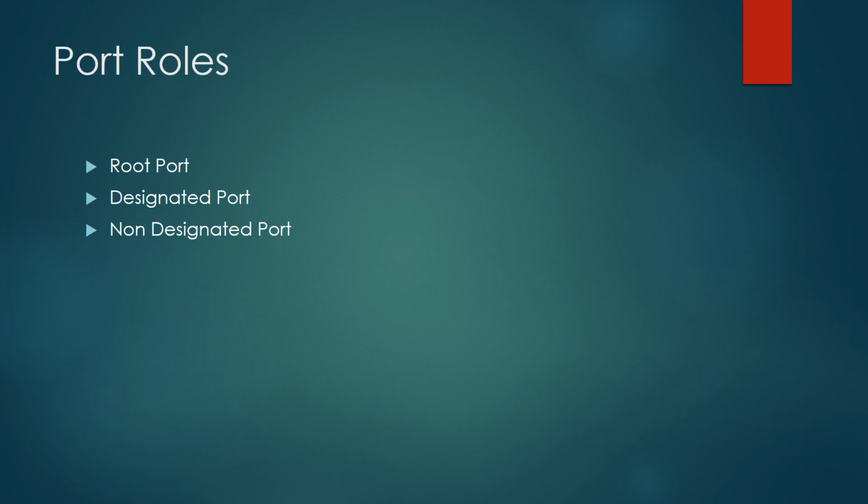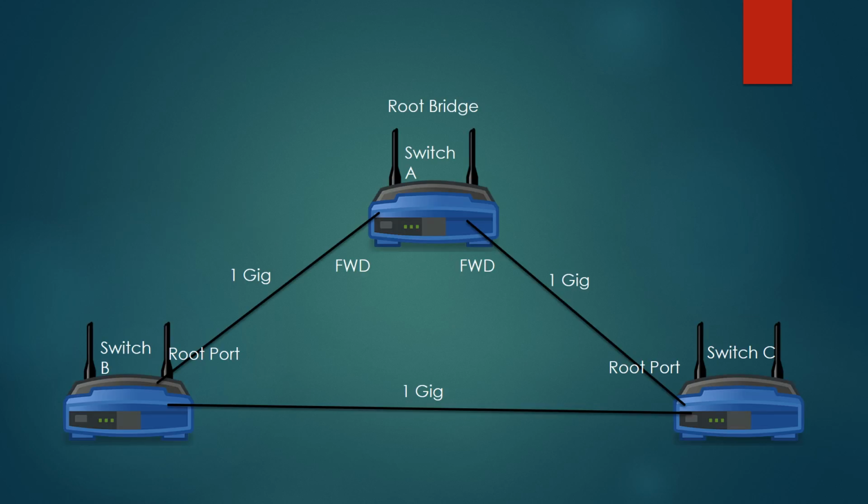Port roles. Some roles are a root port, which is the best port to reach the root bridge. It's the one that costs the least in numerical values. Then there's the designated port, which is the port with the best route to the root bridge on a link. And then the non-designated port, which is all the other ports that are in a blocking state.